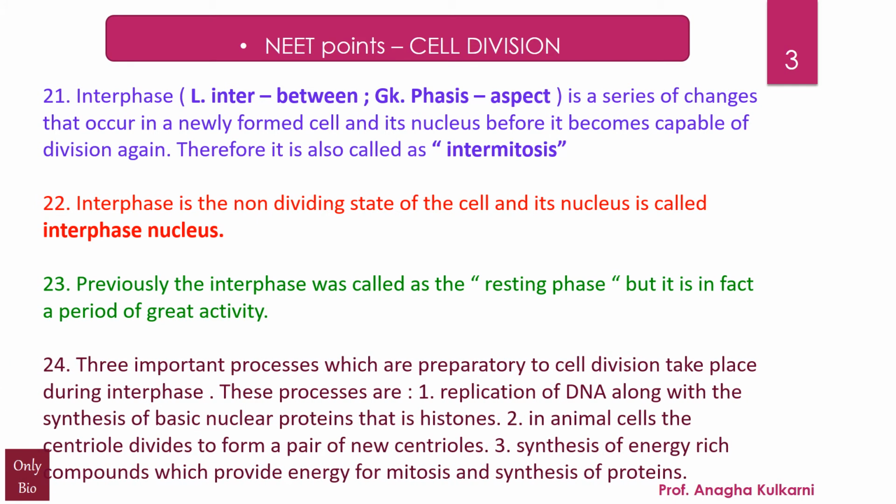Next, three important processes which are preparatory to cell division take place during interphase. These processes are: first, replication of DNA along with the synthesis of basic nuclear proteins, that is histones. Second, in animal cells, a centriole divides to form a pair of new centrioles. Third, synthesis of energy-rich compounds which provide energy for mitosis and synthesis of proteins.